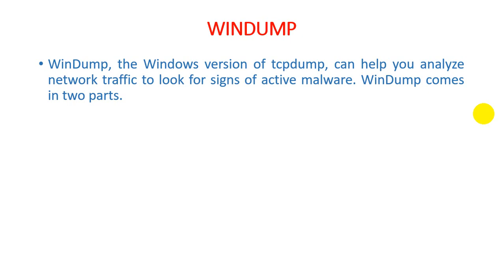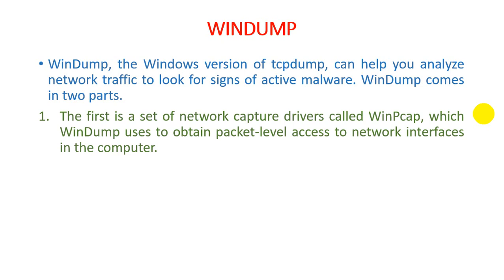It can help you analyze network traffic to look for signs of active malware. It also provides activity information, and if your computer system is infected with malware, it can provide information about the malware. WinDump comes in two parts. Which are the two parts? The first is a set of network capture drivers, called WinPcap, which WinDump uses to obtain packet level access to the network interface in your computer system.